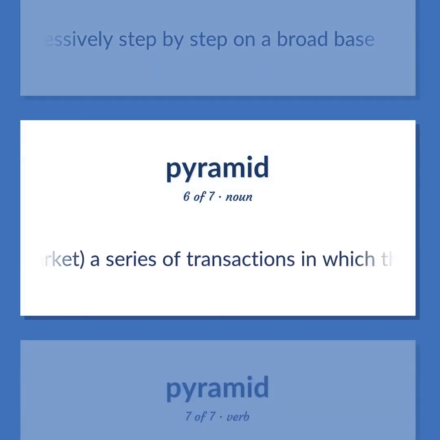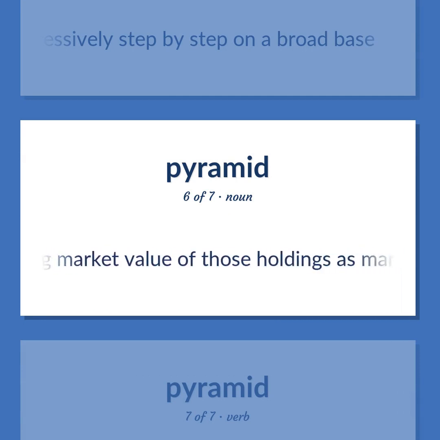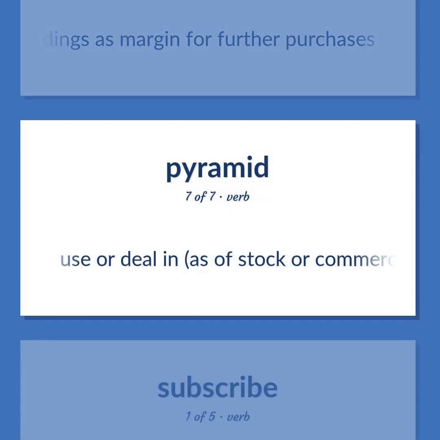Stock market. A series of transactions in which the speculator increases his holdings by using the rising market value of those holdings as margin for further purchases. Use or deal in, as of stock or commercial transaction, in a pyramid deal.